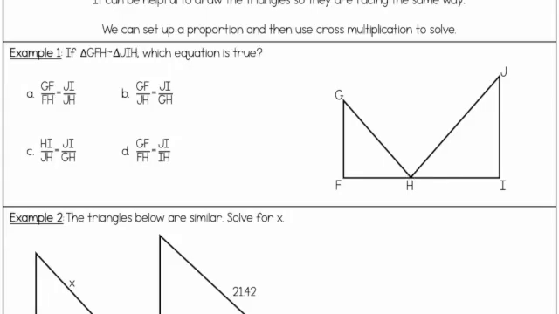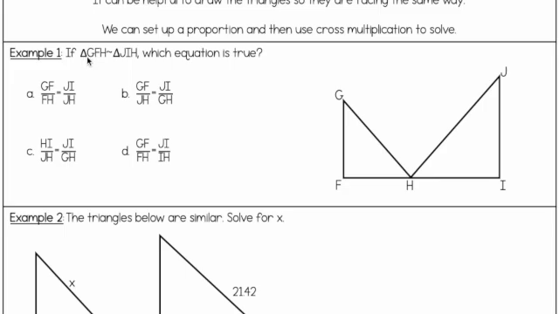This is our Unit 3 quiz on similar triangles. In similar triangles, corresponding sides are proportional. It can be helpful to draw triangles so they are facing the same way. And we could set up proportions and then use cross multiplication to solve. Those are just some strategies, right? So let's take a look at this example.